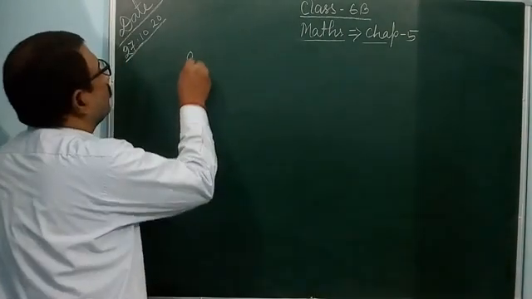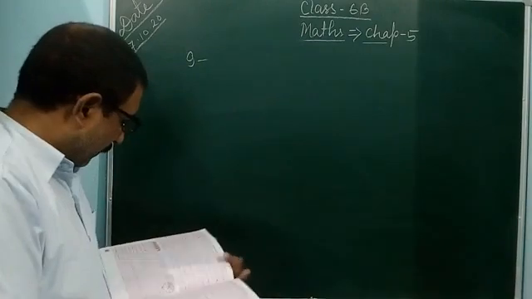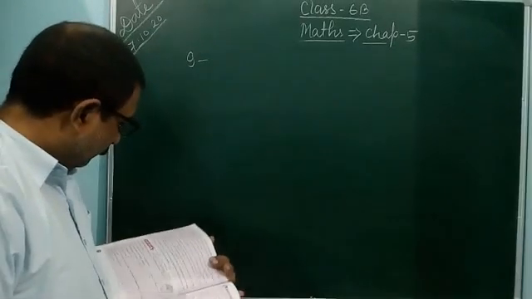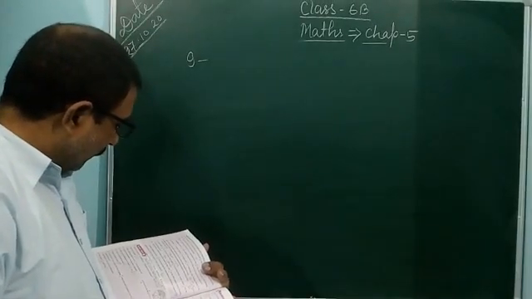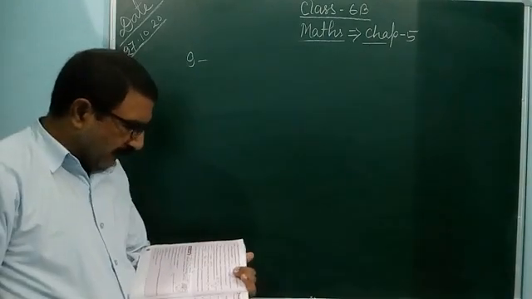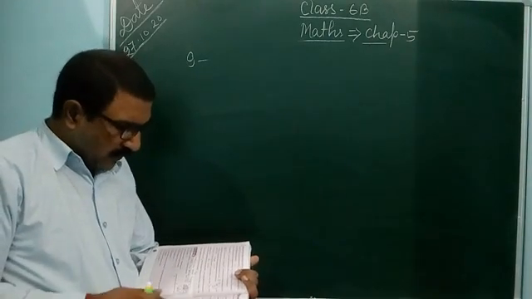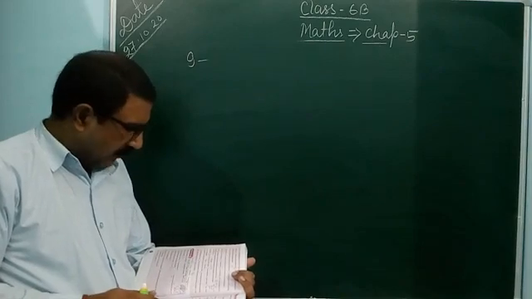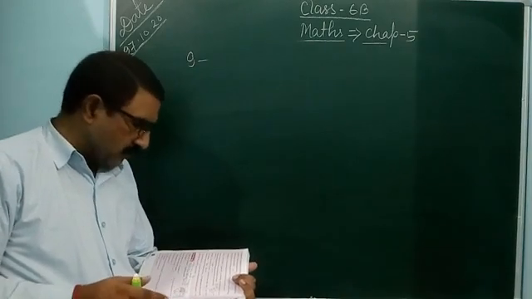Question number 9. Sudhir walked 7/20 km more than Prem. Prem walked 5/8 km less than Rohan. Sudhir walked 3/5 km. How much did Rohan walk?